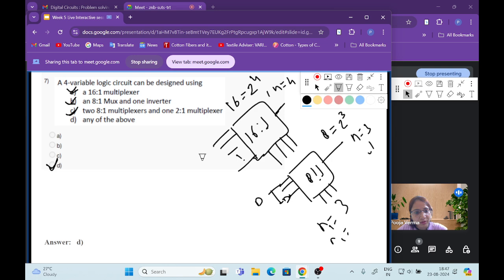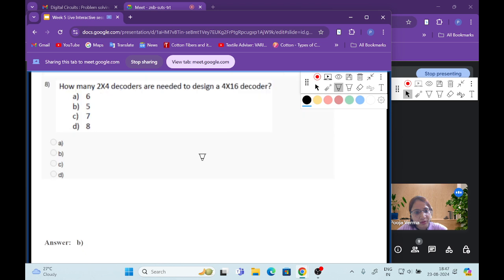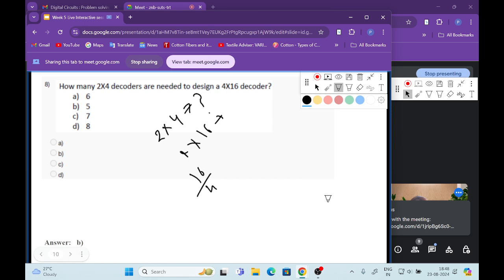I hope you understand this. So moving to the next question. The next question is, how many 2 into 4 decoders are needed to design a 4 into 16 decoder? We need to find out how many 2 into 4 decoders are required to make a 4 into 16 decoder. We have already seen how we can do this. We just have to divide the 16 by 4 at different stages.